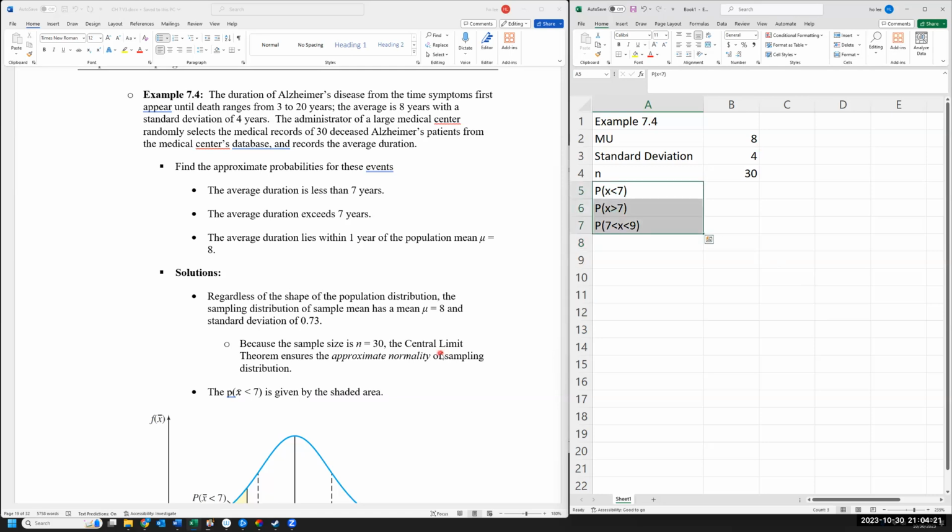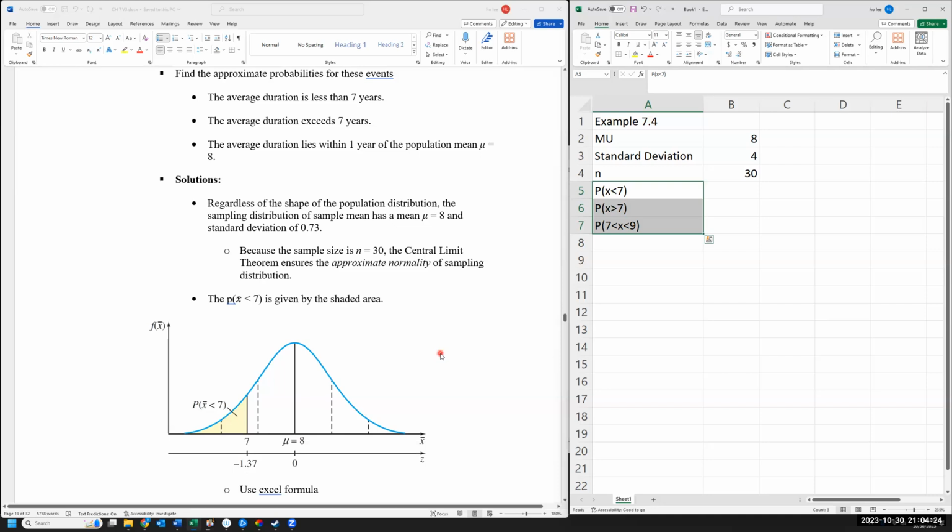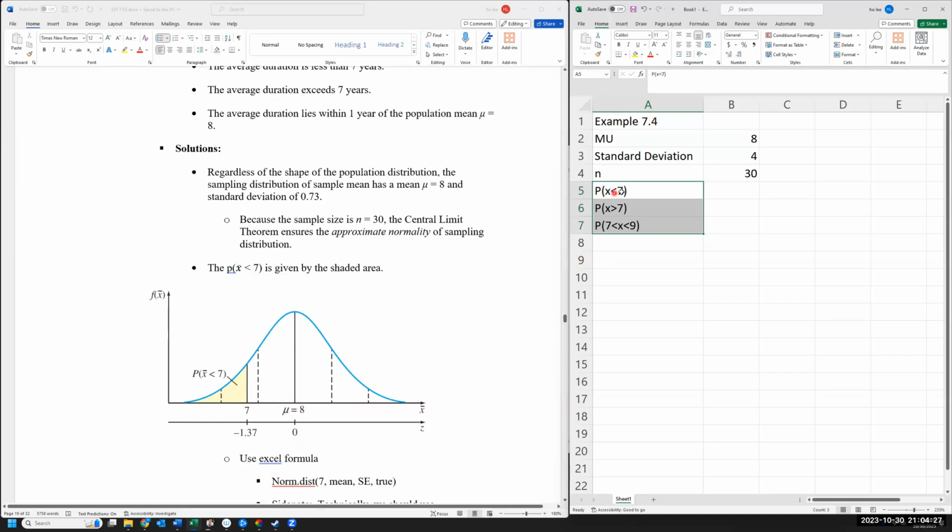All right, so let's do this. To find the first one, the probability of being less than 7, here's a graph of a normal shaped distribution with the average of 8. And what they want is, here's 7. We know this is 8 right here. 7 is below 8. That's the cutoff. They want you to find the area of the shaded region, or the probability that the sample mean is less than 7. The average duration is less than 7.